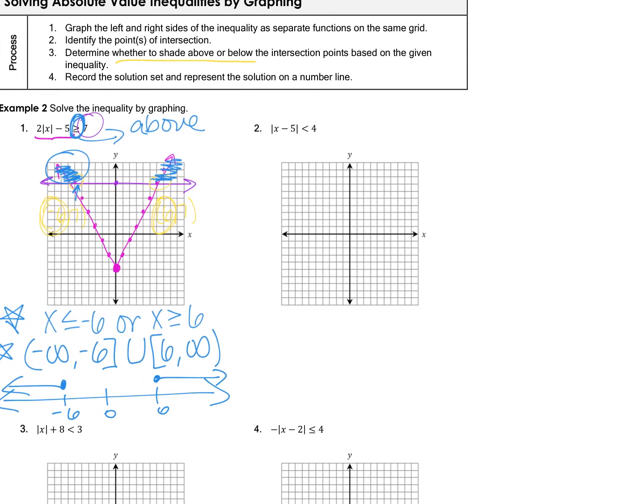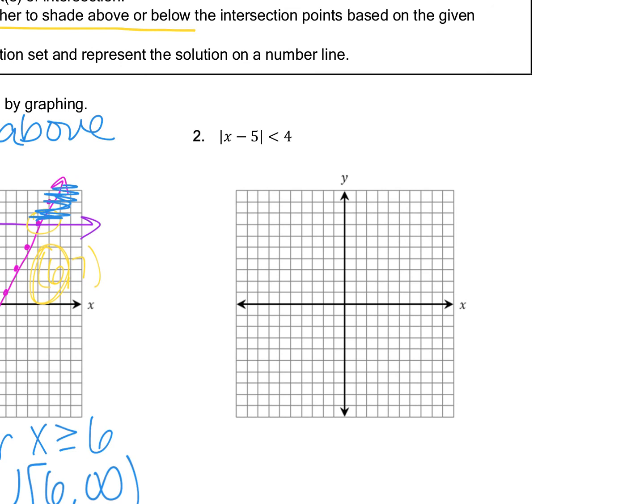Okay, let's take a look at the next one. So we're going to graph the left side. So that's going right 5. 1, 2, 3, 4, 5. That's it. That's the only thing that happens. The slope is still 1. So up 1, right 1. Opposite would be up 1, left 1, because it's absolute value there.